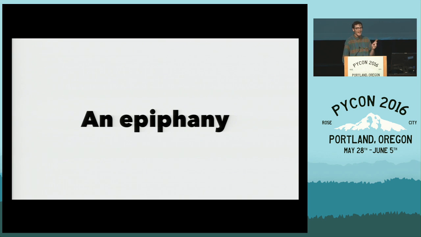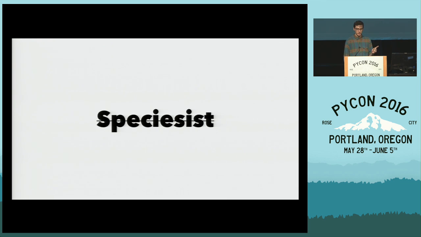And then I had an epiphany. That works really well, but I realized by some estimates there are over 8 million species out there that we even know of, and we only write software for one of them. That's speciesist. And I don't want to be speciesist.